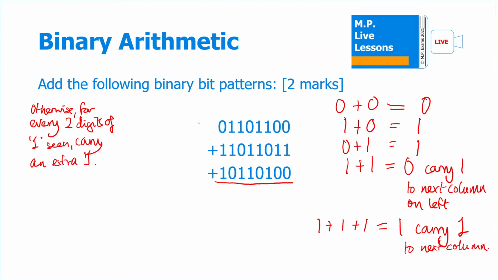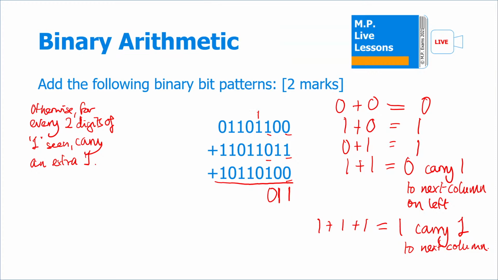For example, in the first column we've got 0 plus 1 plus 0. 0 plus 1 is 1. 1 plus 0 just gets us 1. Same again in the next column. Now we got 1 plus 0, which is 1. Then add another 1, so 1 plus 1. We write as 0, and we carry a 1 to the next column.